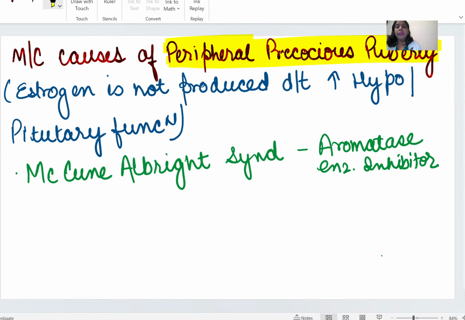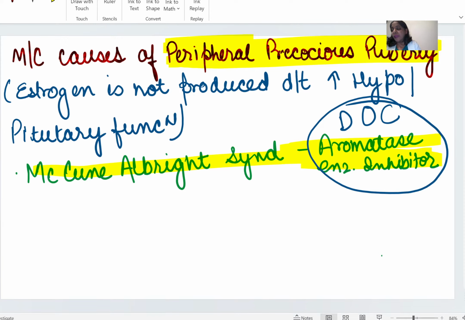Now let us talk of the most common cause of peripheral precocious puberty. What do you understand by peripheral precocious puberty? It means that estrogen is produced not due to hypothalamus or pituitary hyperfunction. The most common cause is McCune-Albright syndrome. Here, the drug of choice is an aromatase enzyme inhibitor. What drug we give? Aromatase enzyme inhibitor.